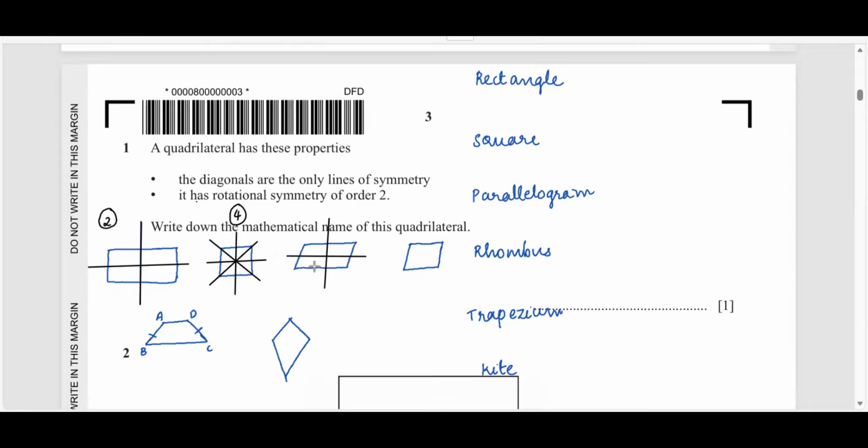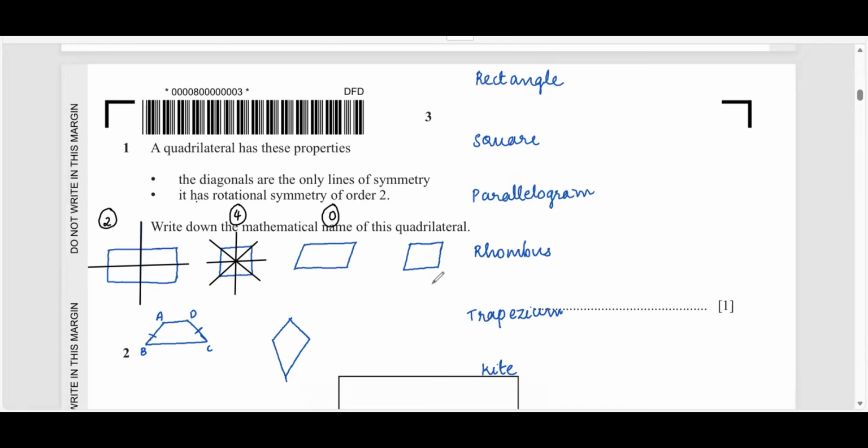Place it one on top of the other. It will not fit. And the diagonals are also not a line of symmetry for a parallelogram. Therefore, a parallelogram has zero lines of symmetry.